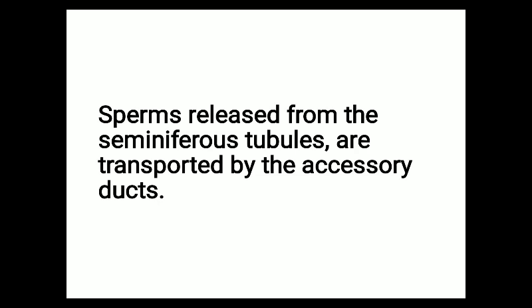So finally, the fully matured sperm are released from the seminiferous tubule, and they will follow this pathway. From the testis, they will enter into the vasa efferentia. From the vasa efferentia, they will go to the epididymis. From the epididymis, they will enter into the vas deferens, and from there through the urethra, they will be ejaculated out.